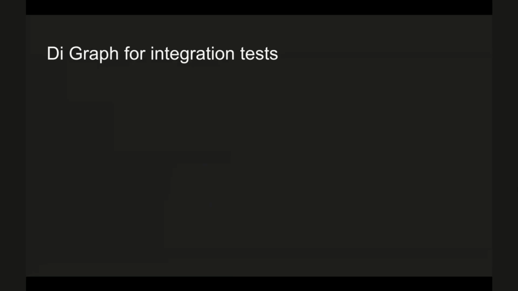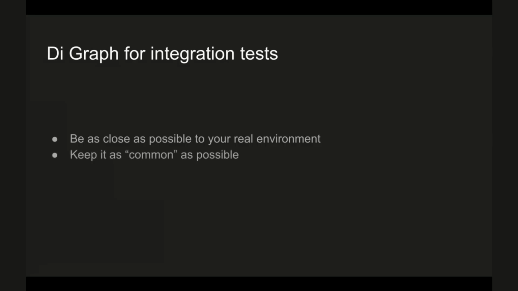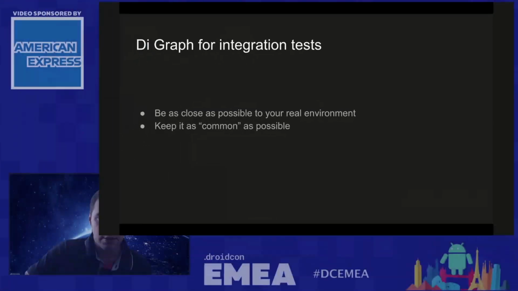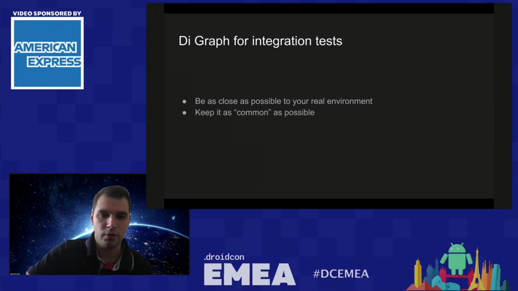So let's have a look at a DI graph. What we want from a DI graph is for it to be as close as possible to your real environment. The DI graph that you are using in production should be as close as possible to the one you're using in integration tests, with some minor changes. Then we also want to keep it in common. The point here is that we want to share logic, and to share logic, keeping the DI graph in common is a way to guarantee consistency in the way you build your components together on different platforms.